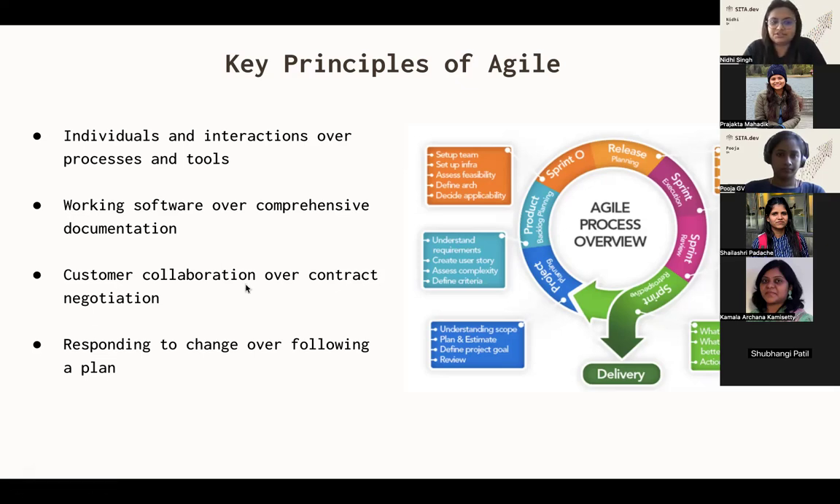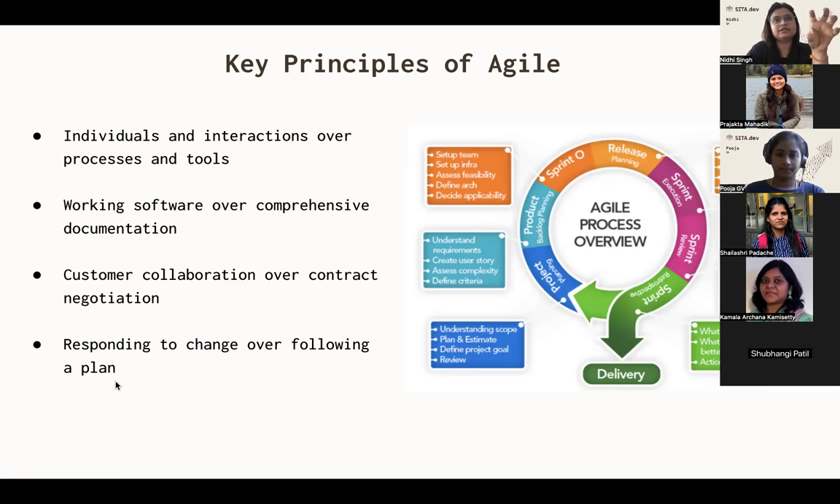Next is customer collaboration over contract negotiation. And third is responding to change over following a plan. It's not like you fixed something in the requirement gathering phase and that is concrete. No, this is not acceptable in agile. In agile, changes are welcomed at any phase. Say you are at the end of the deployment phase and the customer says, now I want this feature to be added. You cannot say no. You have to incorporate the change. That is the flexibility that this model gives.